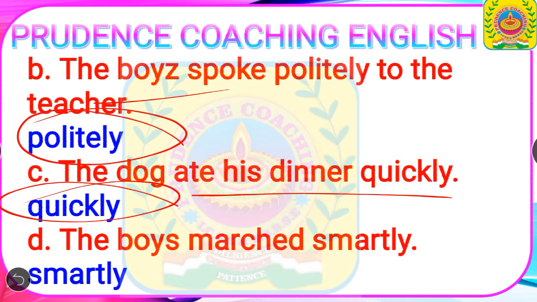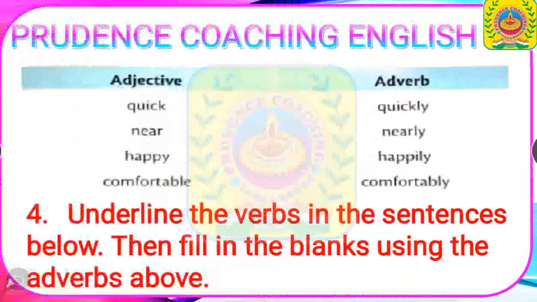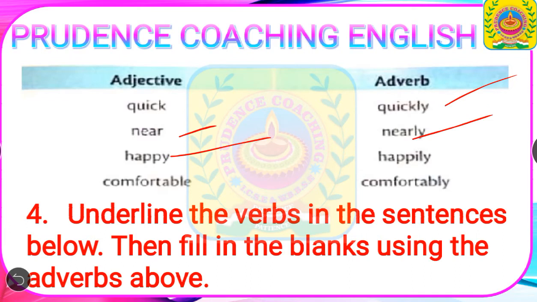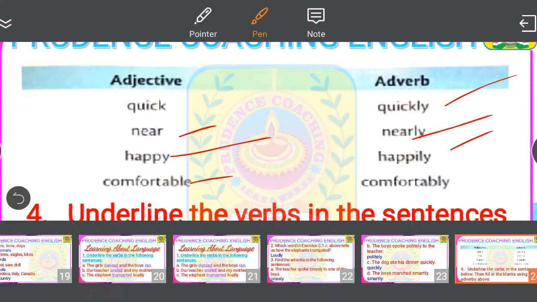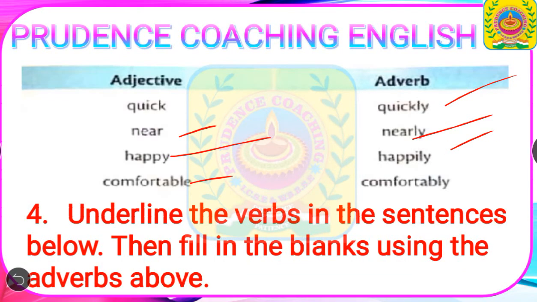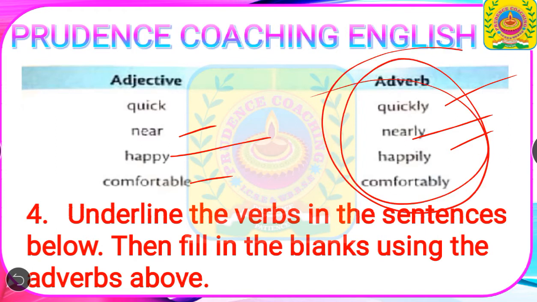In the next sentence, the boys marched smartly. Here smartly is the adverb. Now you just go through this list. Quick, quickly. Near, nearly. Happy, happily. Comfortable, comfortably. That means ly has been added with the adjective to form adverbs. Now the next question is, underline the verbs in the sentences below. Then fill in the blanks using the adverbs above. That means you have to use these adverbs for filling the gap in the next questions.